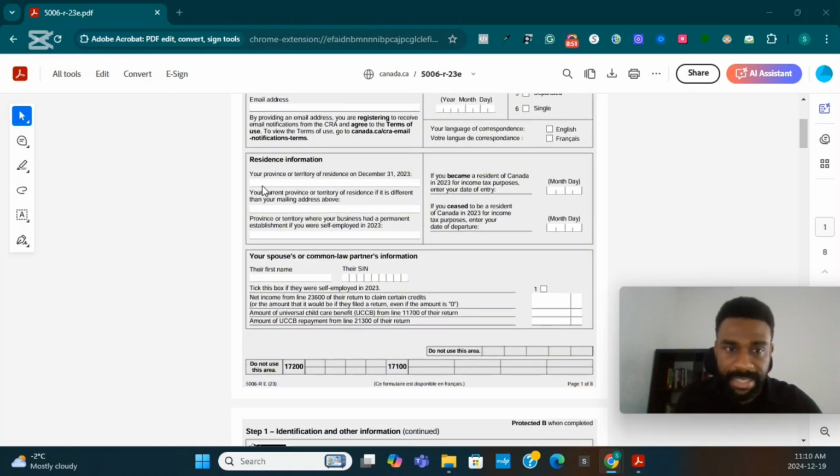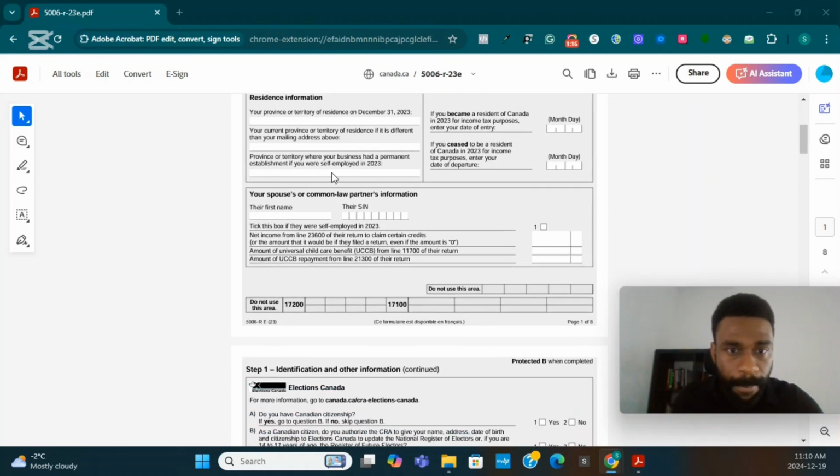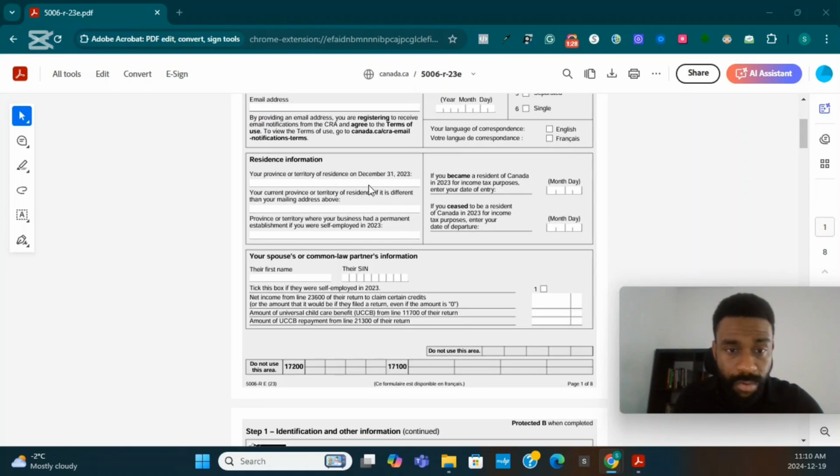And then you have your residence information. You have to provide the province or territory you were in on the 31st of December. This is necessary to calculate your income taxes for the year, so you have to put the right information here. Wherever you are on the 31st of December is the basis of your income tax return. So if you're in Ontario on the 31st of December, then you should be filing your returns in Ontario. Then if you had a permanent establishment in 2023, you just have to put all the information here so that the CRA can properly identify who you are, where you stayed, and whether your returns are filed in the right place.